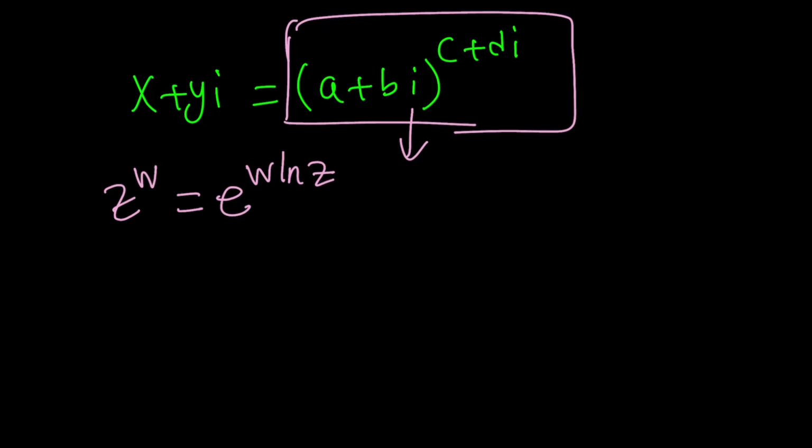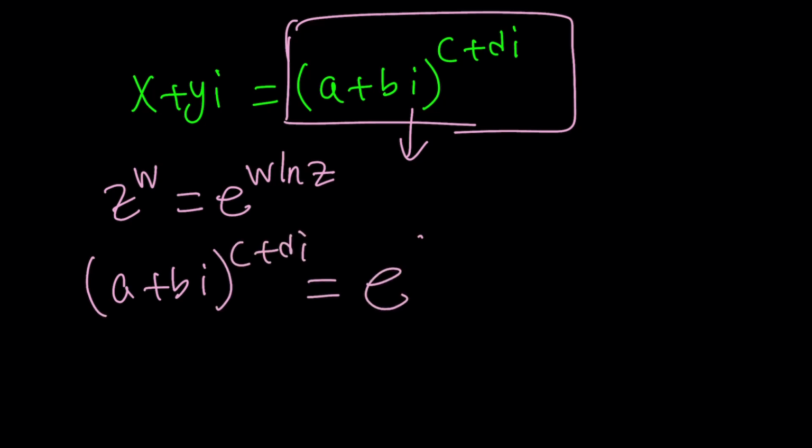First, by using the formula, a plus bi to the power c plus di can be written as e to the power c plus di multiplied by ln a plus bi. By the way, I gotta warn you, this is going to be multi-valued because the log of a complex number doesn't have a single value.